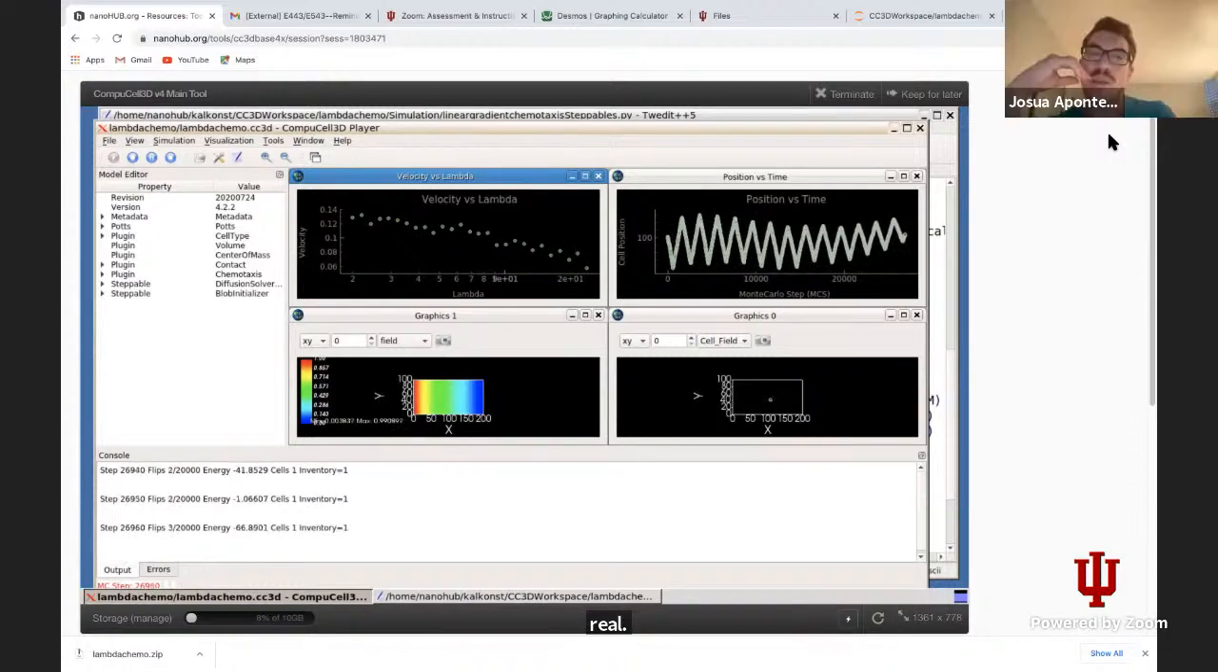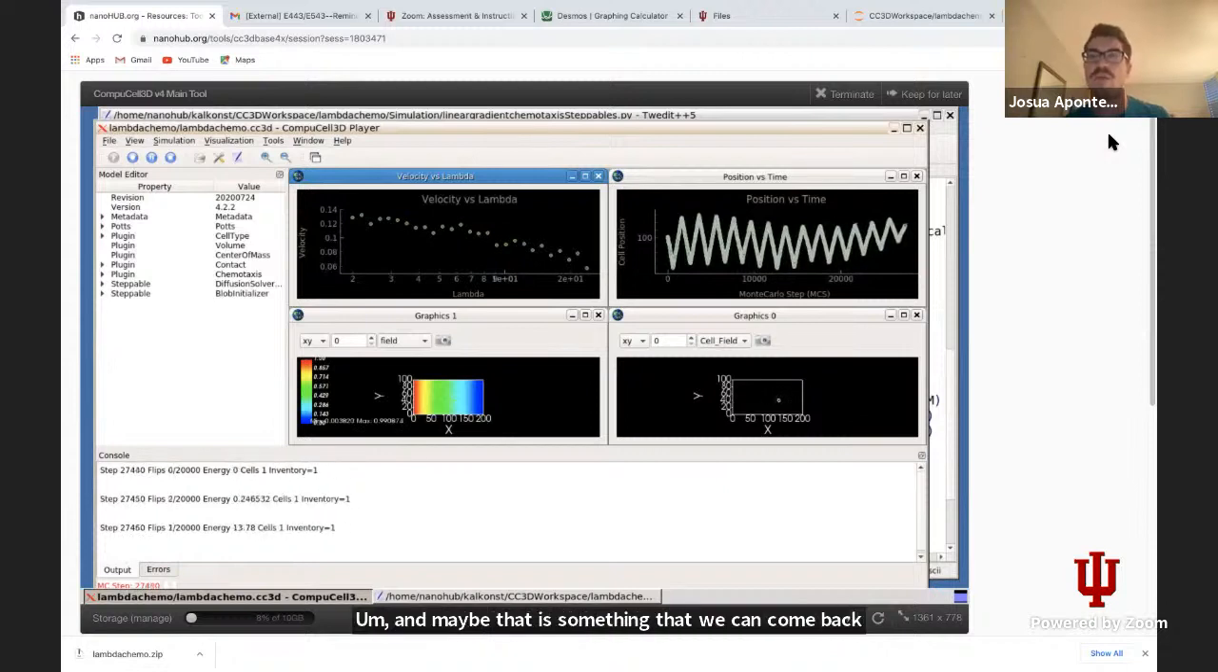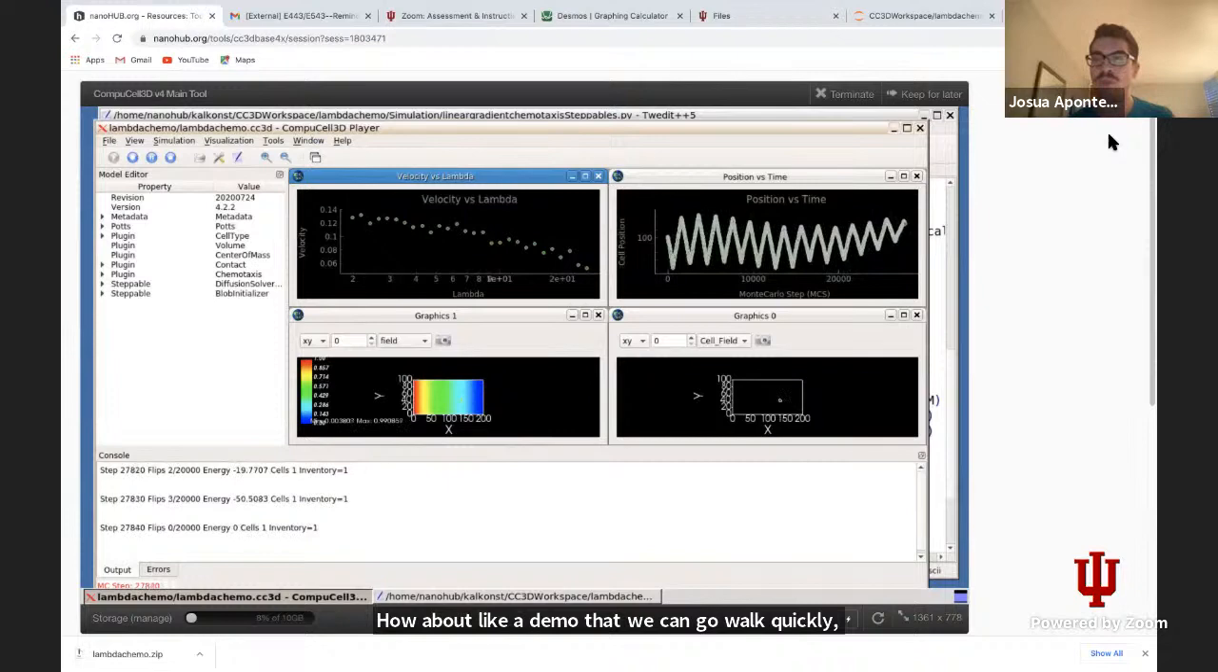And maybe that is something we can come back to next week and have a demo that we can walk through quickly, because it will take a little bit of time to build up right now. But here the idea is that we wanted to see that as we increase lambda volume, the velocity of the cell decreases.